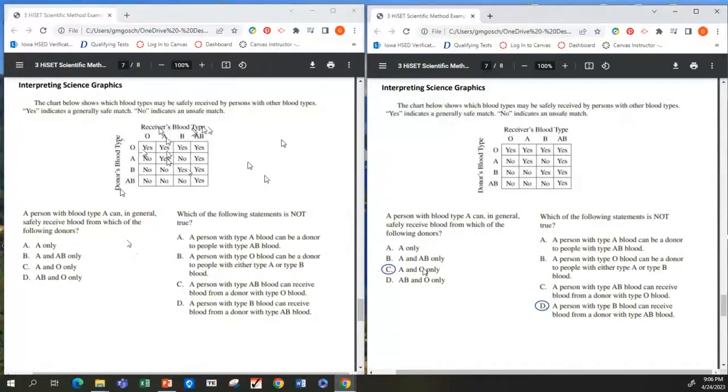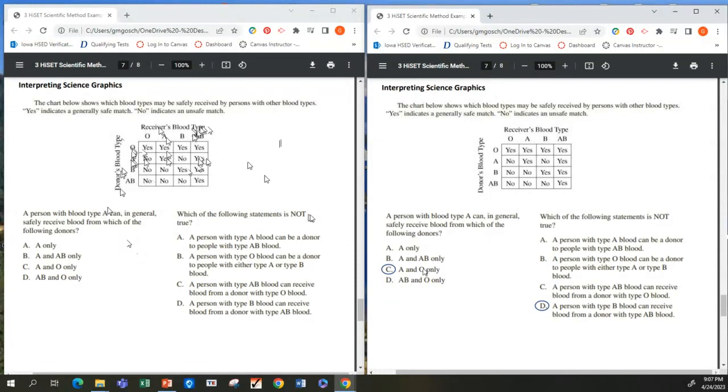A person with blood type A can be a donor to people with type AB. So I'm going to donor and comparing to the receiver. Okay, so A to AB, yes, that's true, but they're asking for what's not true. So I'm looking for the intersection between the row for donor A and the receiver AB, and it's a yes there, that intersection.